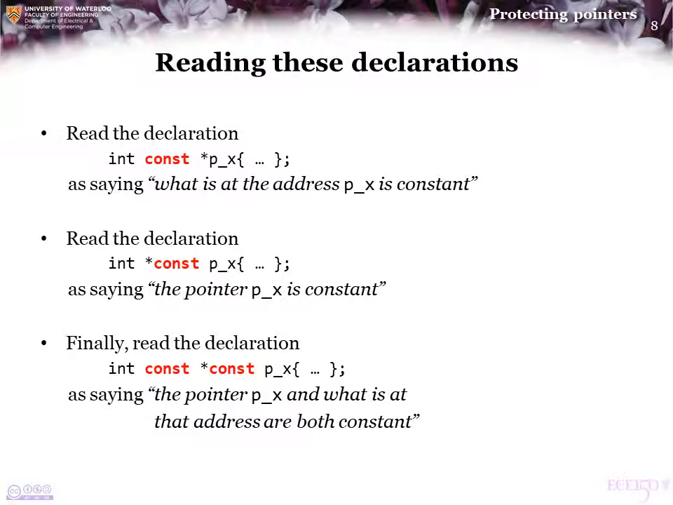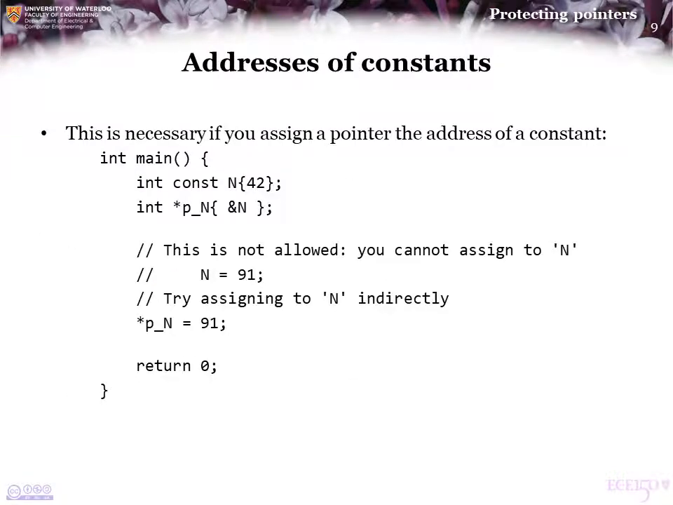Basically, read these declarations as: what is at the address px is constant. The second says that the pointer or local variable px is constant. And finally, both the pointer px and whatever is at that address are both constant. Now, this declaring of pointers to be constant is absolutely necessary if you are trying to initialize or assign to a pointer the address of another variable that is declared constant.